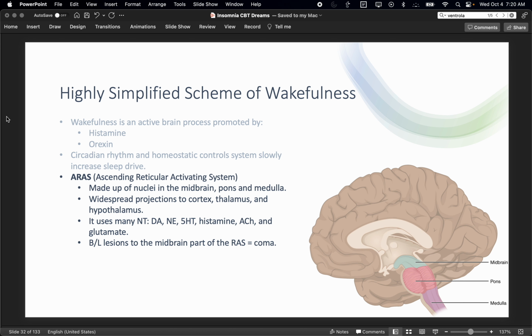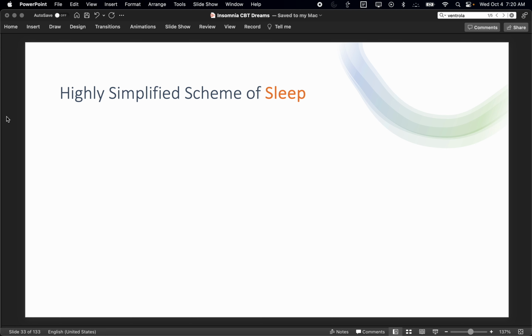So it uses all those things to promote wakefulness. And we know that if you get a bilateral lesion of the midbrain, more or less, around where the RAS was first identified, we can induce coma in people. I think people used to think of it as being an aspect of consciousness, or maybe an on-off switch for that.